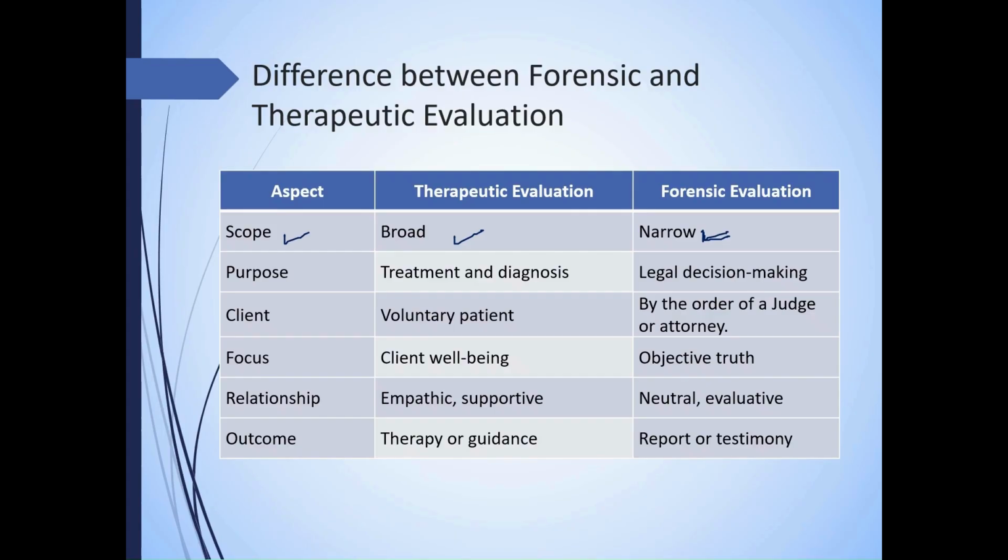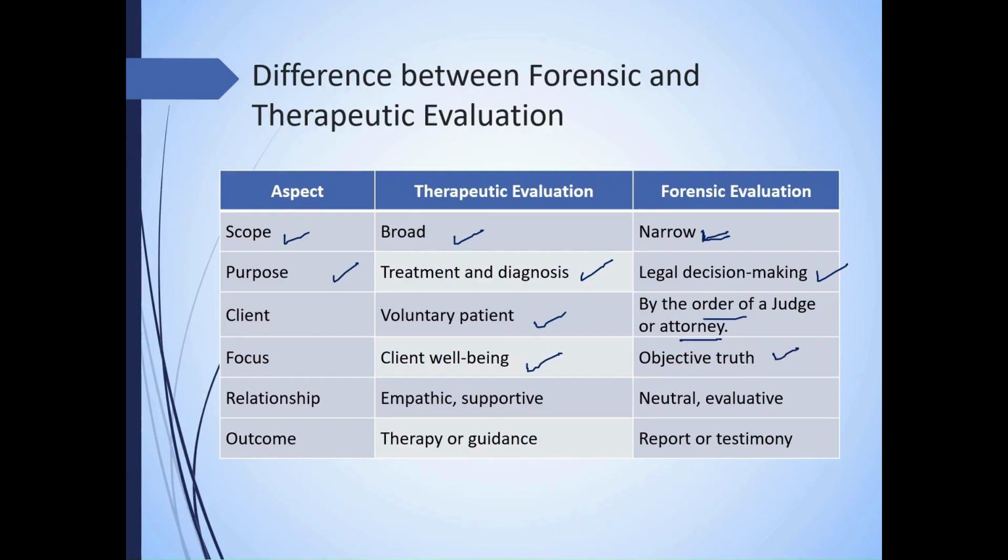Secondly, the purpose. As we all know, the purpose of therapeutic evaluation would be treatment and diagnosis, while for forensic evaluation, it is legal decision making. Then the client, when it comes to therapeutic evaluation, is a voluntary patient. But under forensic evaluation, the client is someone who will be there by the order of a judge or an attorney. Then the focus of the therapeutic evaluation is the well-being of the client, while when it comes to forensic evaluation, the well-being or the ethics or the confidentiality of a client doesn't matter much. What matters is the objective truth.